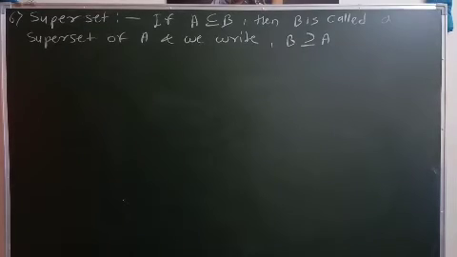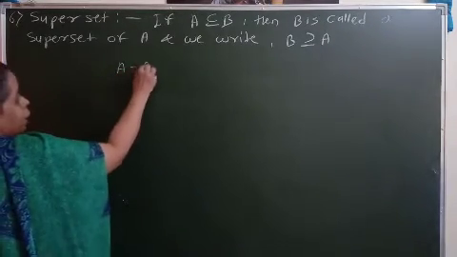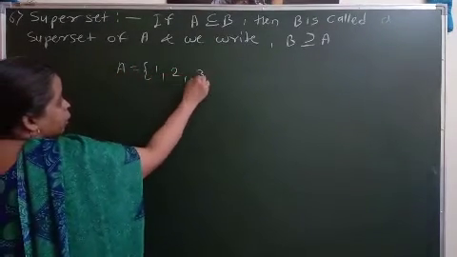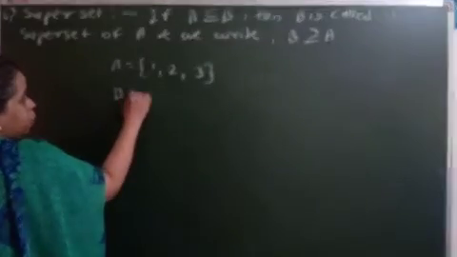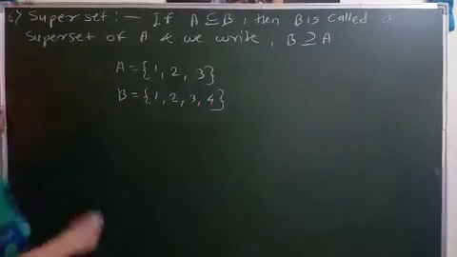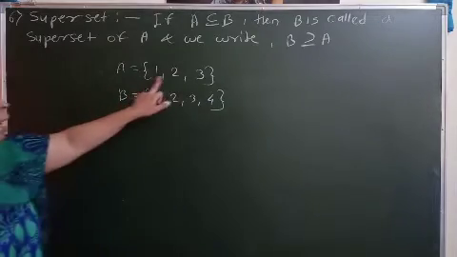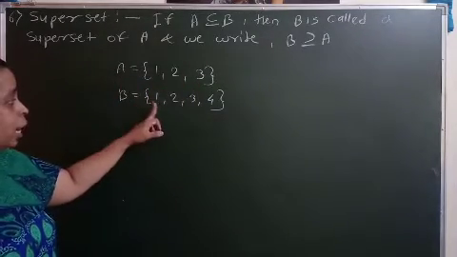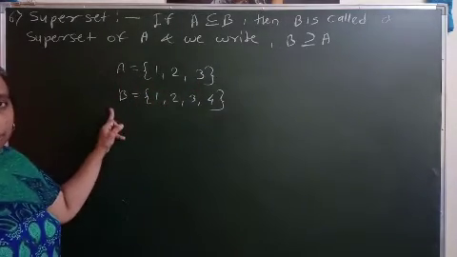The next definition is superset. If A is a subset of B, then B is called a superset of set A. Suppose this is set A: 1, 2, and 3. And this is set B: 1, 2, 3, and 4. This is our previous example. So every element of set A is also an element of set B.